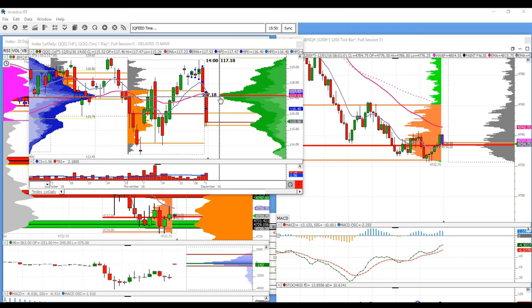So to sum up, yes, profiling is an effective tool. Auction theory is an effective approach to trading stocks, the same as it is in trading futures where it was birthed. So lean on that, learn the profile, and hope you get some great benefit of it.